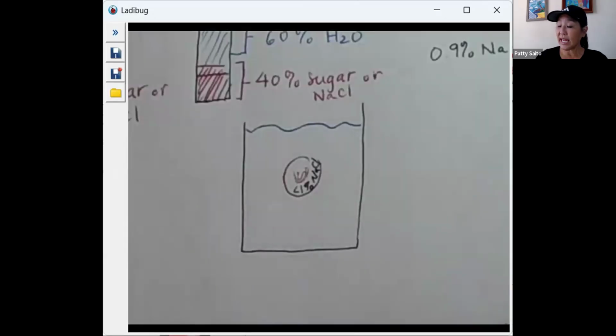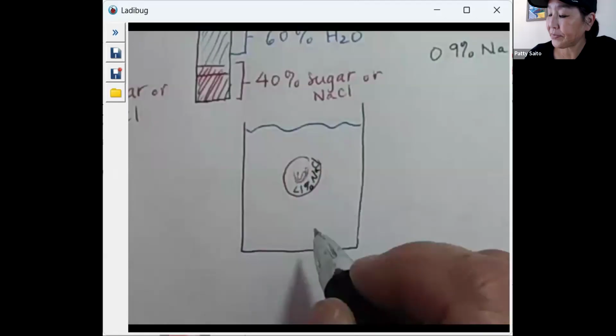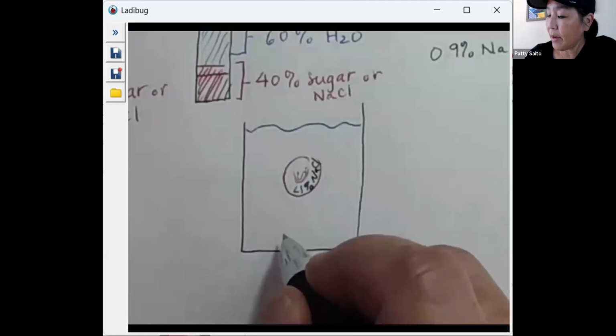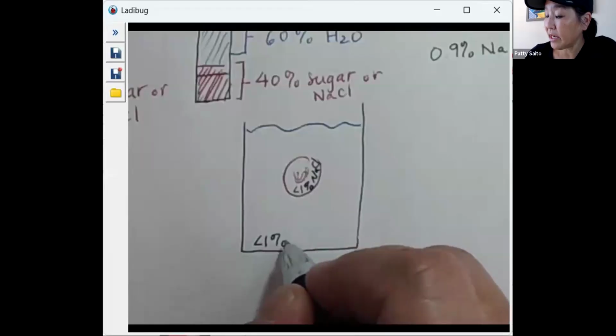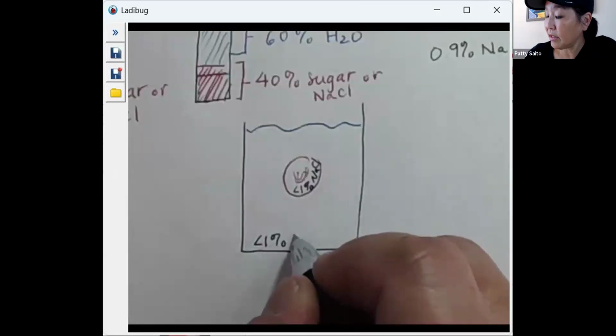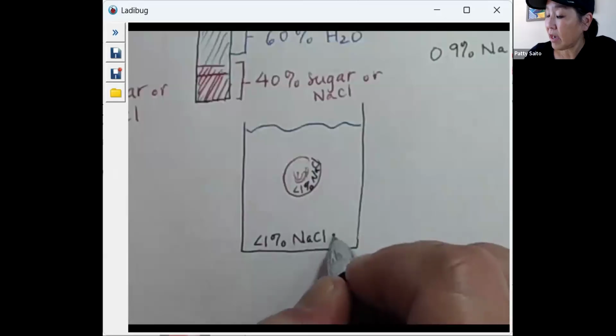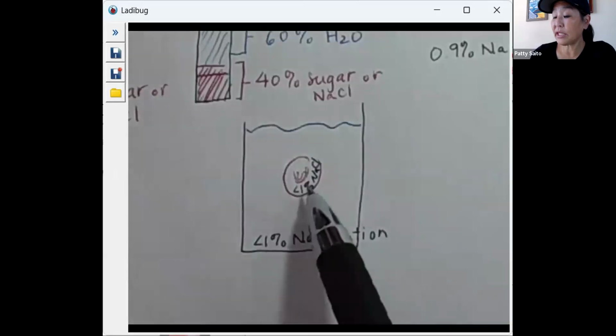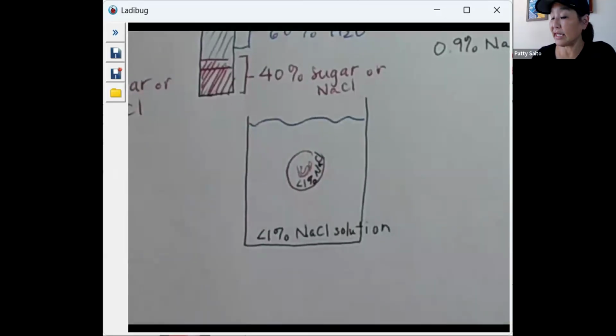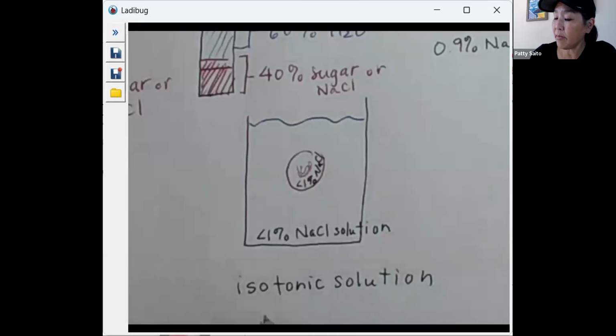What if I put it in a 0.9%, less than 1%, solution on the outside? In other words, it's the same solution inside and out. Same is iso. So I would call this an isotonic solution. Iso means the same.